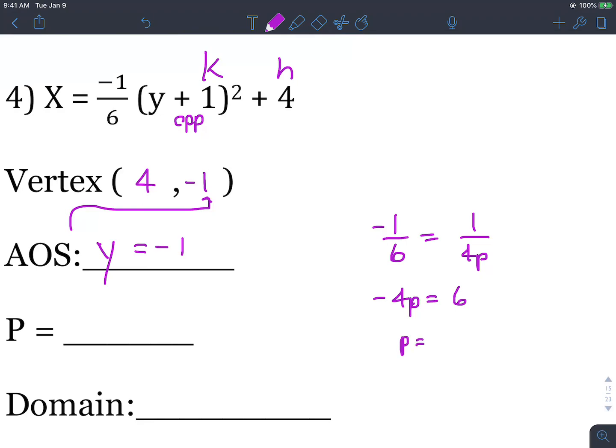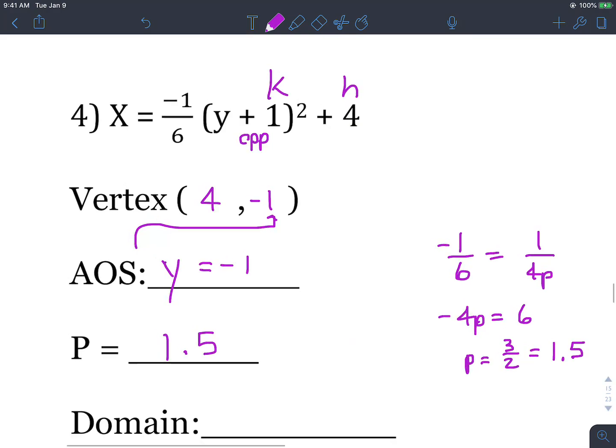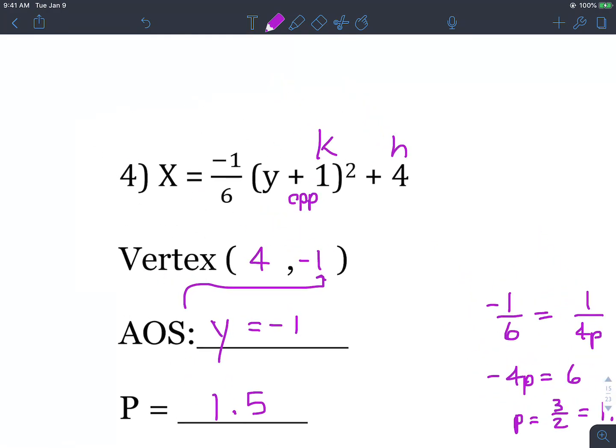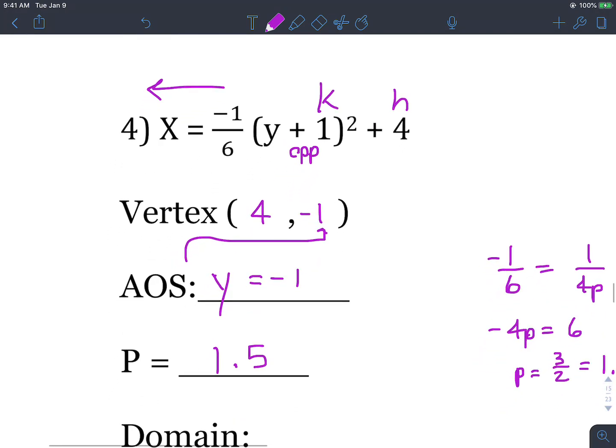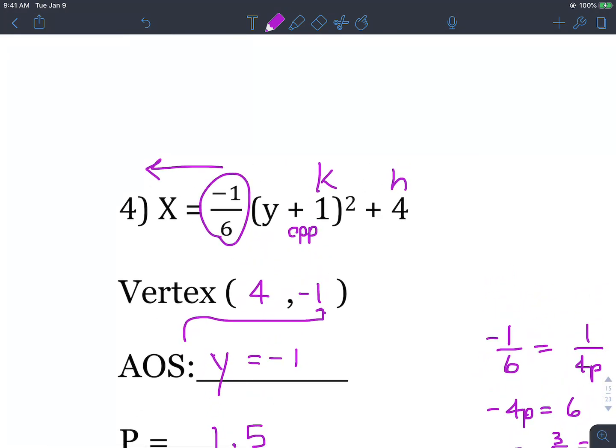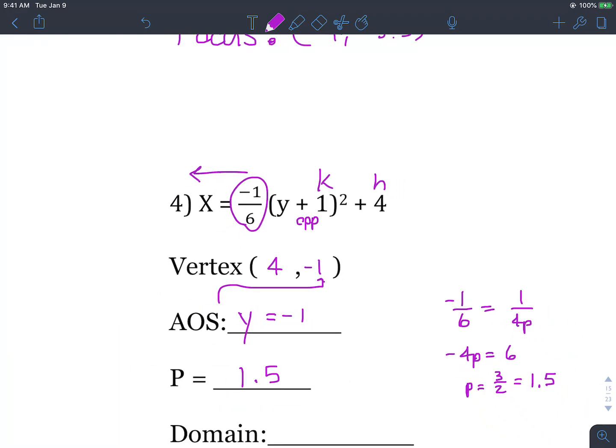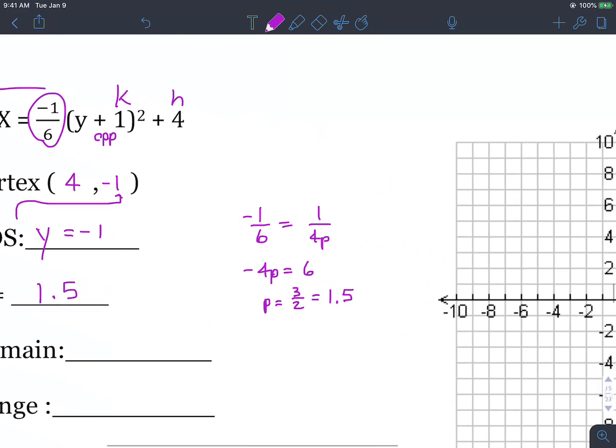And then divide. And 6 over 4 reduces to 3/2, which we could also say is 1.5 units, which will be a little bit more useful, I think, when graphing. 1.5 units. Okay. And then since a is negative, keep in mind that this is going to open towards the left because of the negative 1/6. And it's x equals, so it's either left or right, and it's negative, so it's towards the left. So let's go plot that.